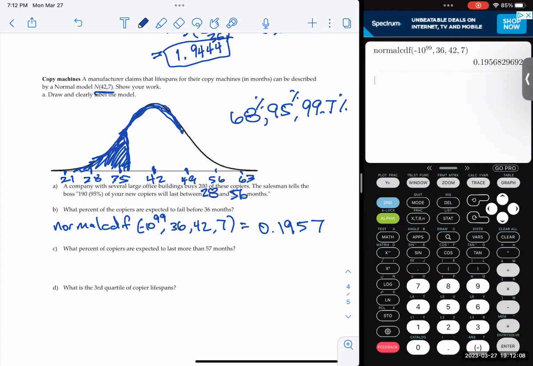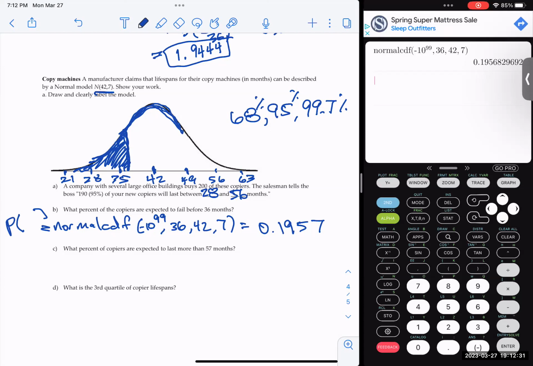Hal asked a wonderful question, which made me realize I wasn't being very polite here. Even though I didn't give myself a lot of space, I shouldn't just put a number out in the middle of nowhere. I should say what that number represents, right? And so I'm going to say P of what? What do we think? X is less than 36.